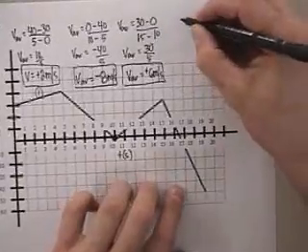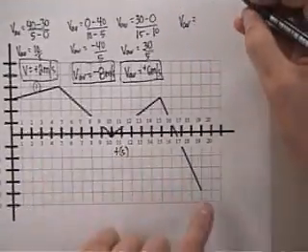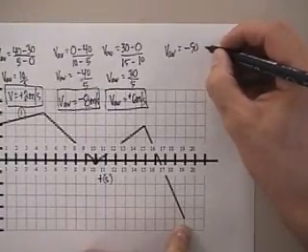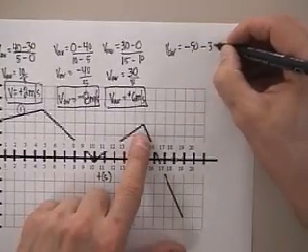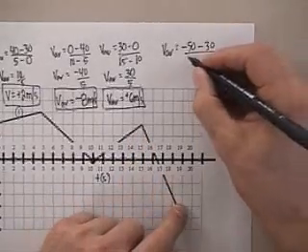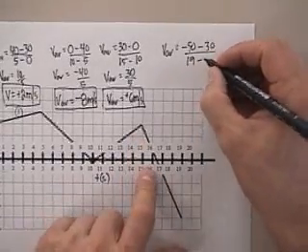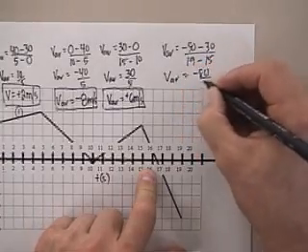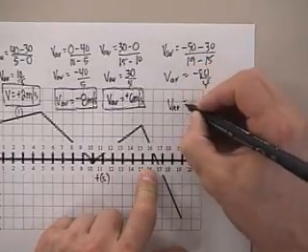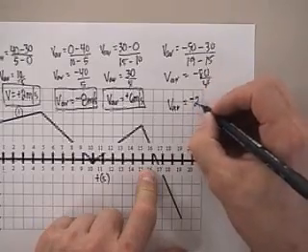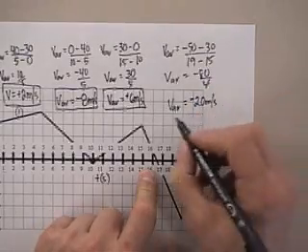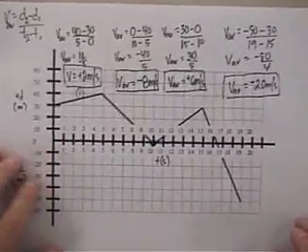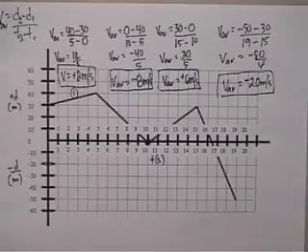And finally, my last one, V average. D2 is minus 50, minus D1, 30. T2 is 19. T1 is 15. So you're going to get an average of minus 80 over 4. So your average in this case is going to be minus 20 meters per second. There you go. Those are the average velocities calculated for each segment.